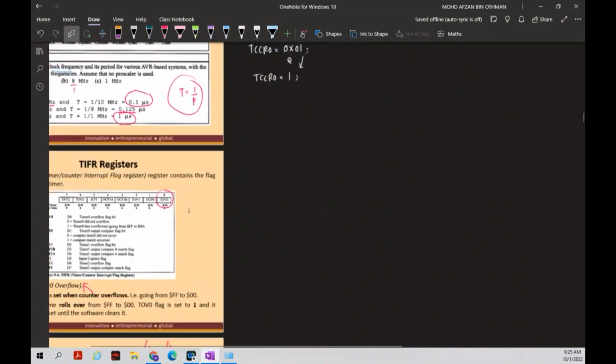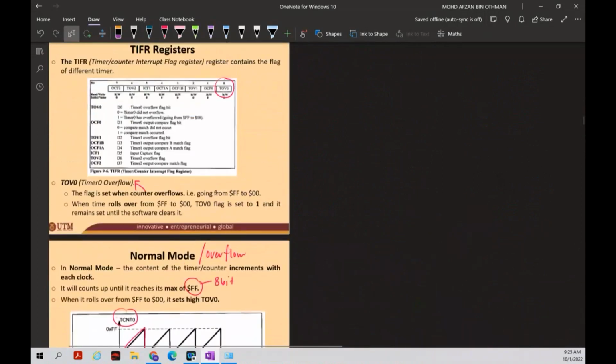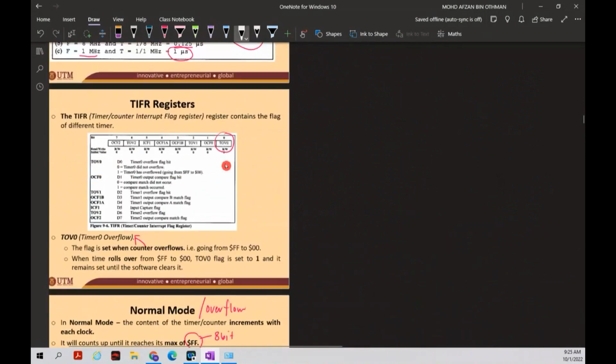Okay, so this is the TIFR, right? For the TOV0, which is the normal mode for timer 0, the bit is at bit 0. So the value that you're going to check is 0b00000001. You're going to check this flag here, whether it is already set to 1 or not. So this is equivalent to 0x01.